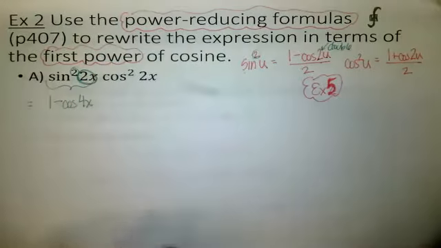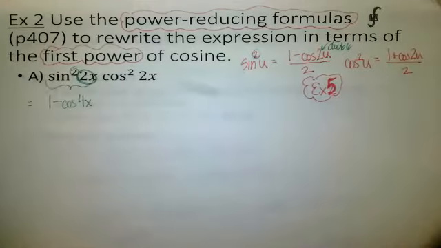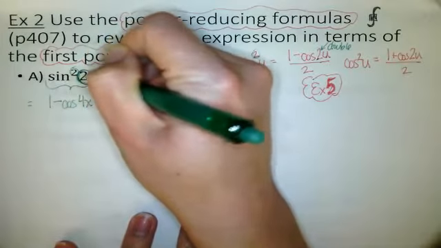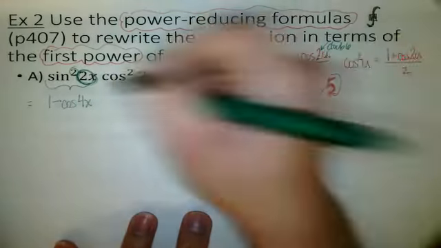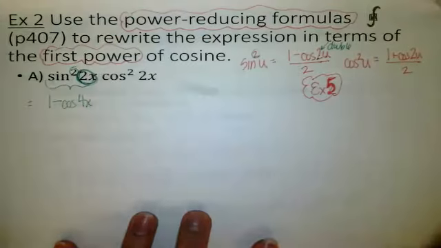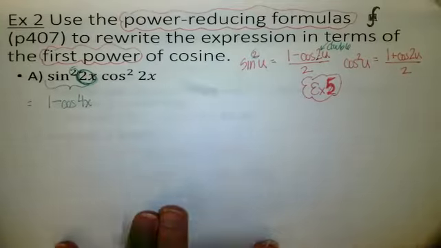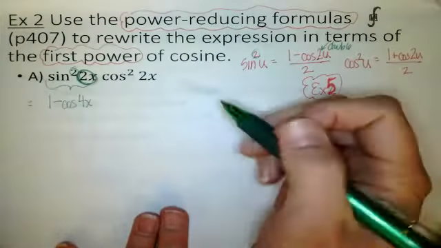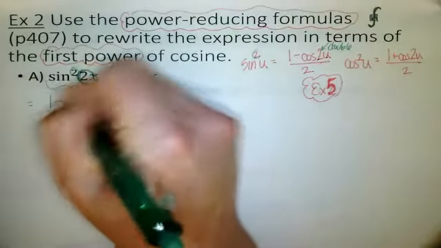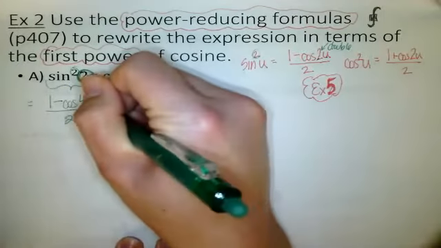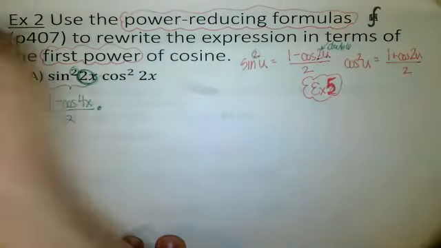4x. Okay, it's twice whatever I start with. So you can imagine this whole thing is a u, and I need to do 2 times this whole thing. Okay, 2 times 2u, or 2 times 2x is 4x. Over 2. And then I've got to multiply that.